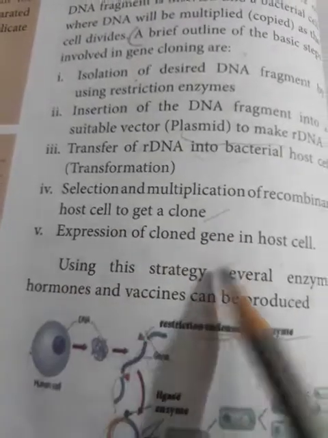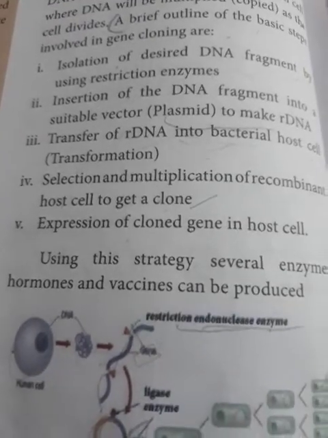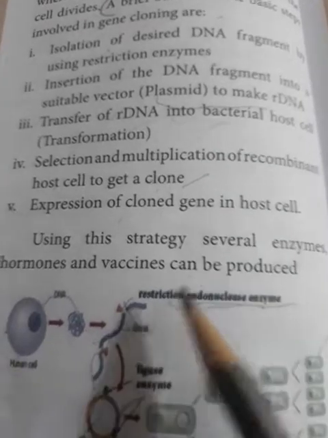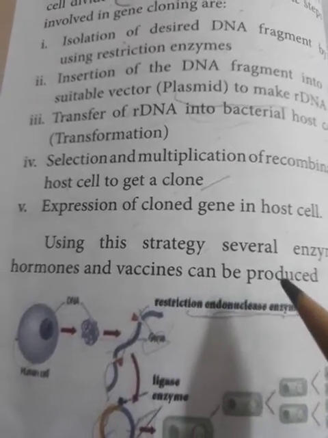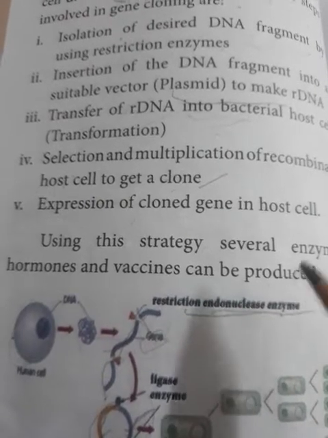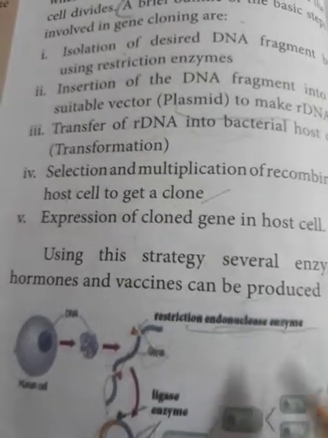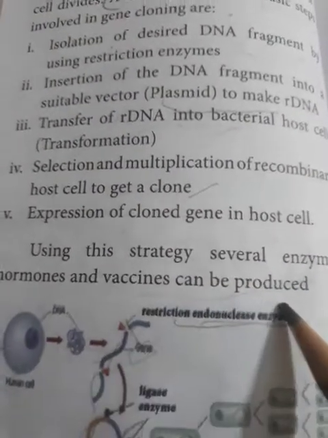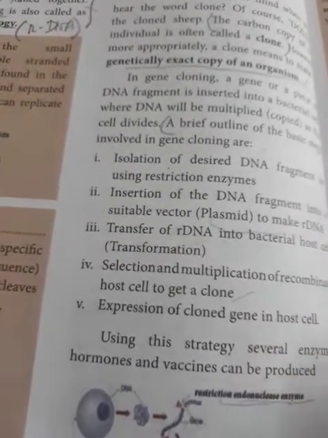Now the expression of the cloned gene in the host cell will take place in the bacterial cell. By using this strategy, scientists have produced insulin, one hormone which is available in the market, and so many vaccines also have been produced. So using this strategy, genetic engineering, the gene cloning technique, several enzymes and vaccines have been produced. Very, very important for a 7 marks question.